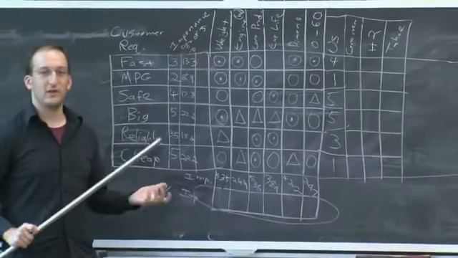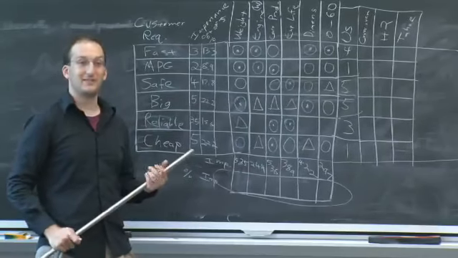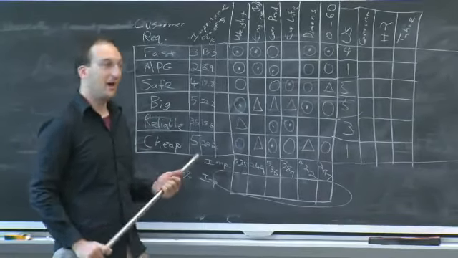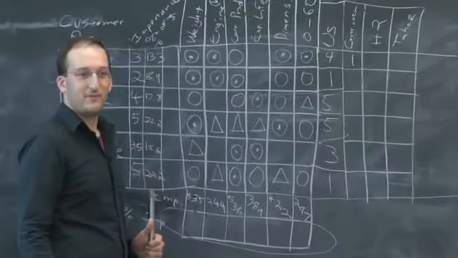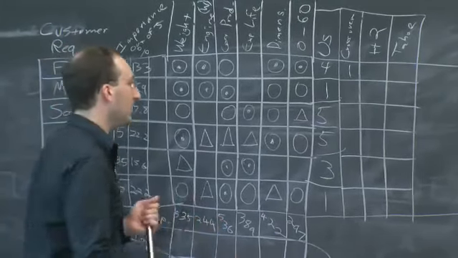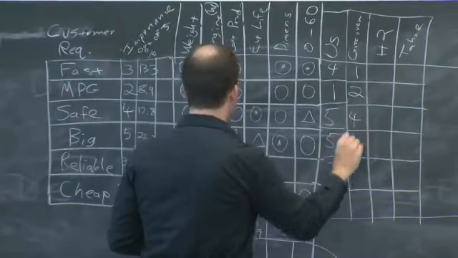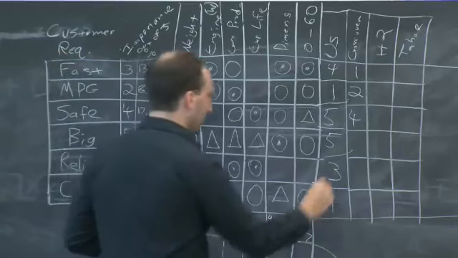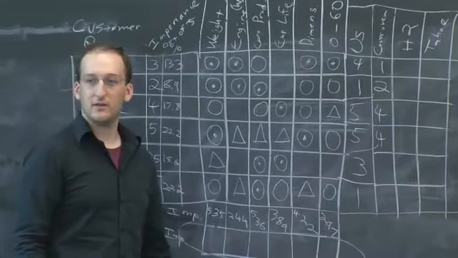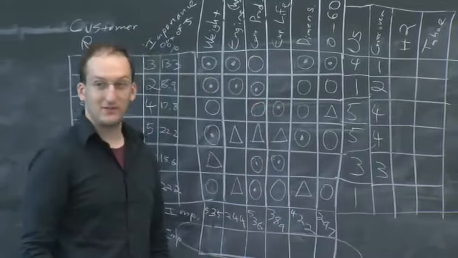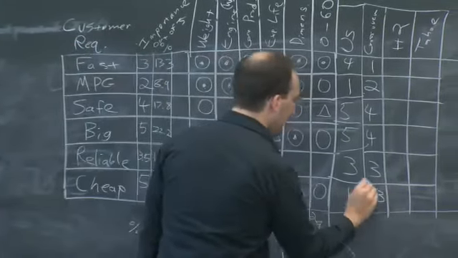How would you rate the crossover in terms of these customer requirements? How fast is it? Okay. How efficient is it? 1 to 5. 2, okay. How safe is it? 4, okay. How big is it? 4, that's not the biggest, okay. How reliable is it? 3. And how cheap is it? 3, all right.